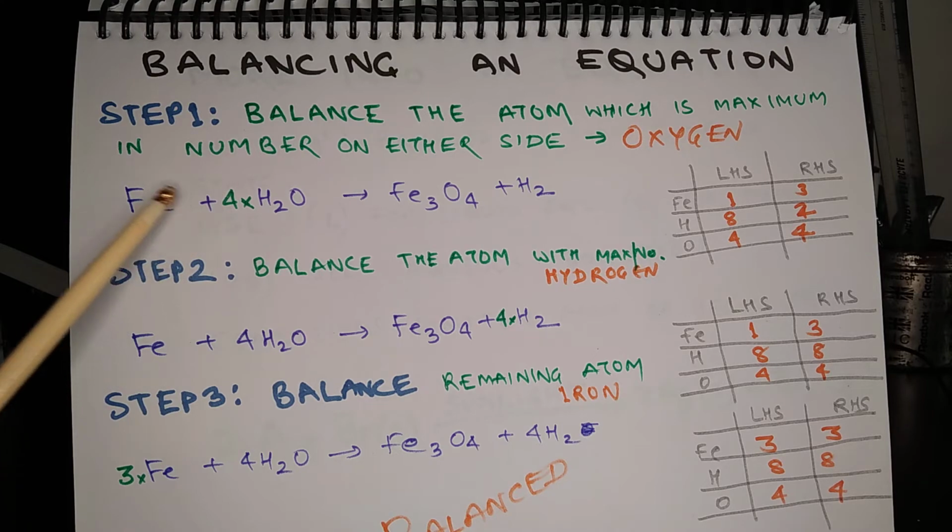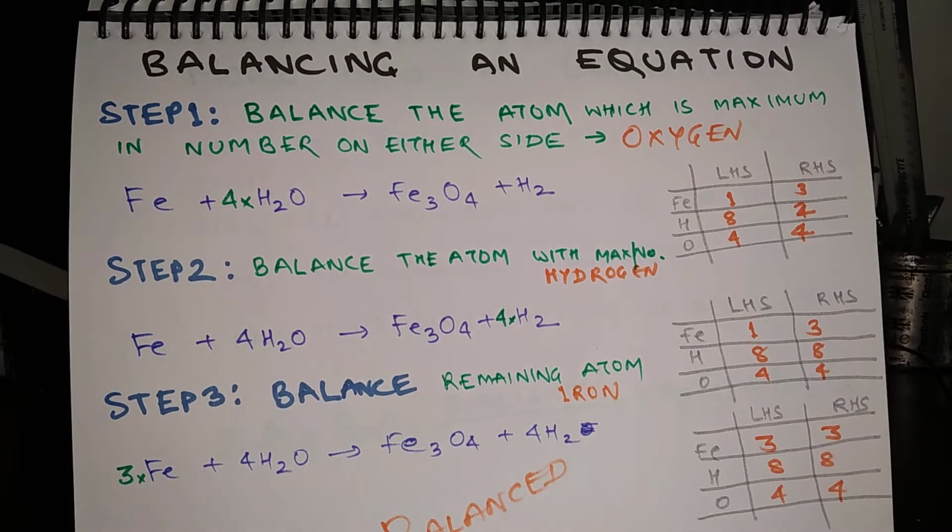Now let us compare the numbers. For iron it is 1 and 3, LHS and RHS. For hydrogen it is 8 and 2, and oxygen 4 on LHS, 4 on RHS. So the oxygen is balanced.